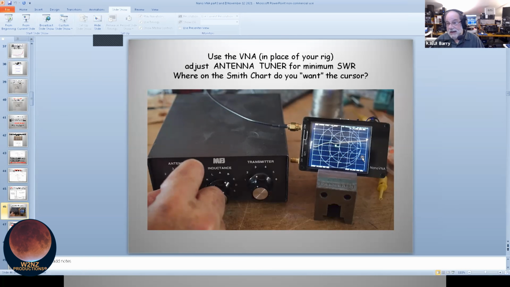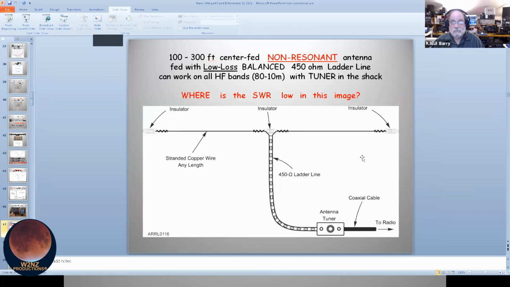So a lot of the modern radios obviously have built-in tuners. All right, here's another example, and a lot of folks use something like this. You just remove the coax, feed it with balanced ladder line, 450 ohm. It's actually a lot cheaper than coax. And in one sense, it works a lot better because it's a lower attenuation. You don't lose as much energy with higher SWR.